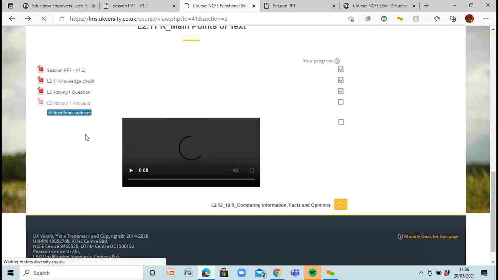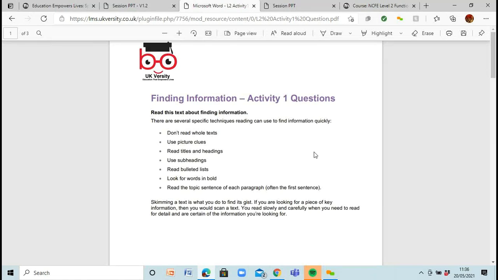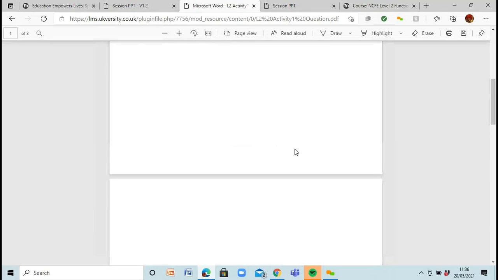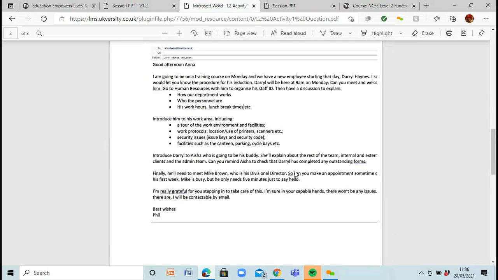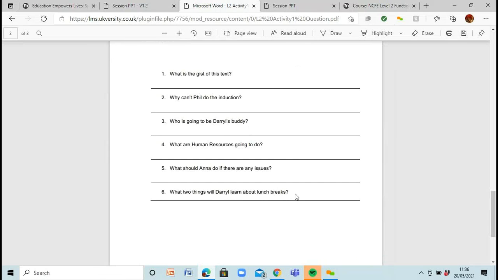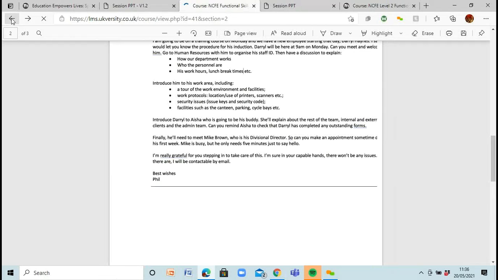And then I'll be sending you an activity also, which I will be marking. So you'll have to email it back to me. I'll give you my email address soon. It tells you what the activity is: finding key pieces of information. Then you've got an email here. You're going to read that email and then answer some of the questions at the bottom. And remember, I'll send this again in Word format at the end of our session.